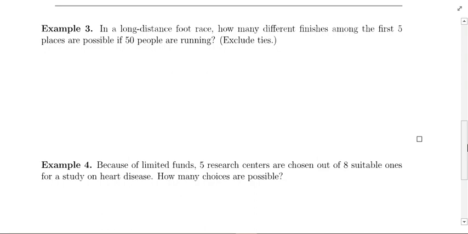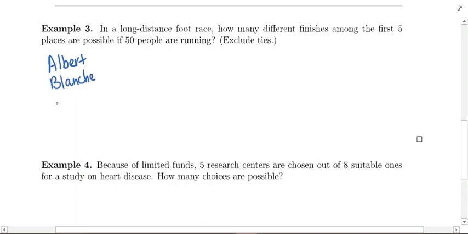I'm going to make up some names. Let's say Albert's running, and Blanche is running, and Carl, and then Denise, and then Edgar. Let's say these are the top 5 finishers. So the question is, does order matter, if these are my top 5 finishers?